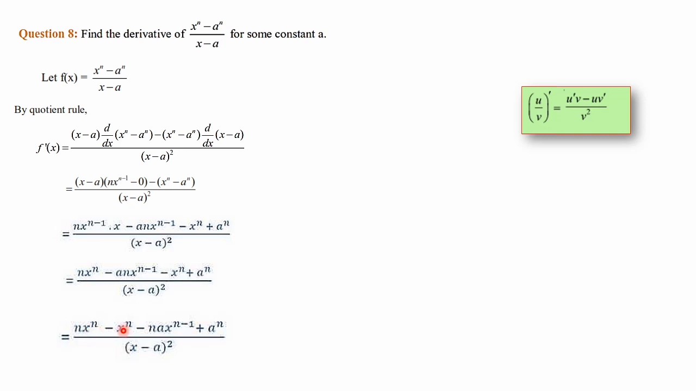In these two, x power n is common, we can take it out. Taking x power n out, in the first term there is n, and here nothing is left, meaning 1. So n minus 1. So (n minus 1) into x power n minus n a into x power n minus 1 plus a power n, by (x minus a) the whole square. So this is the final answer.